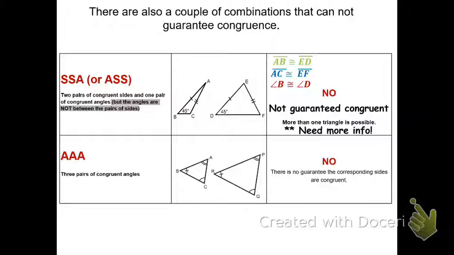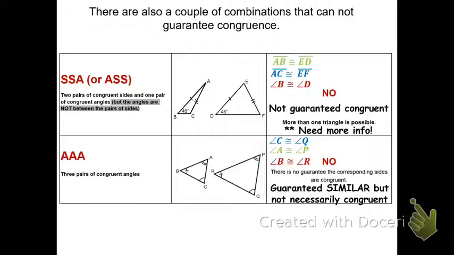Now in angle, angle, angle, this is going to be a real easy one to see because you'll notice that it's just the pairs of corresponding angles that are marked congruent. Angle C is congruent to angle Q. Angle A is congruent to angle P. And angle B is congruent to angle R. Now I've got 3 pieces, but there's no sides. These triangles are similar, but they're not congruent. That means they have the same shape, but one can be an enlargement or a reduction of the other, and they're not necessarily the same length. So unfortunately, the best we can say with angle, angle, angle is they're similar, but not guaranteed congruent.